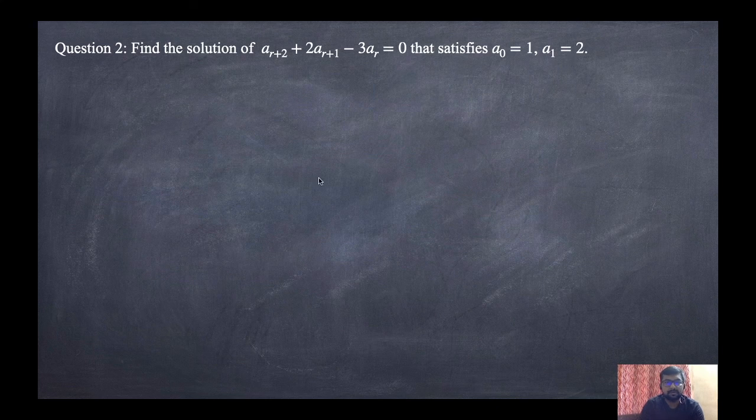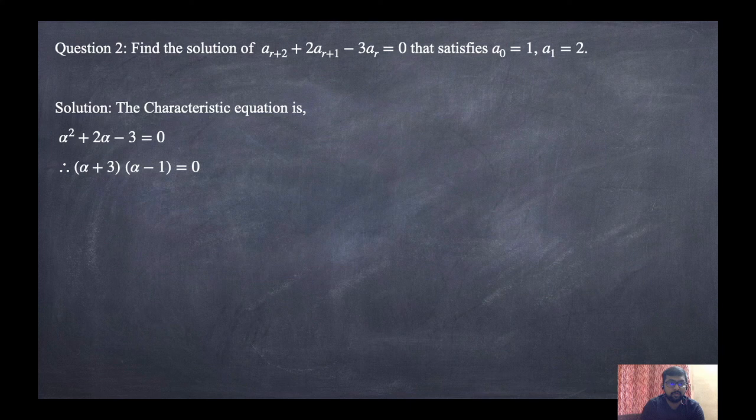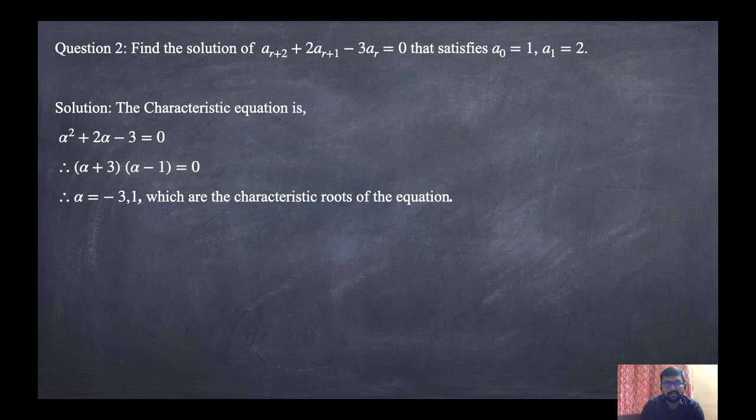First, the procedure is the same. The characteristic equation here, the order is 2. So what will be the characteristic equation? Here it will be alpha square plus 2 alpha minus 3 equals 0. Now, what are the factors of this quadratic polynomial? It will be (alpha plus 3) into (alpha minus 1) equals 0. Hence, alpha is minus 3 and 1, which are the characteristic roots of the equation. Now, again, these roots are unique, so we will apply the first case.